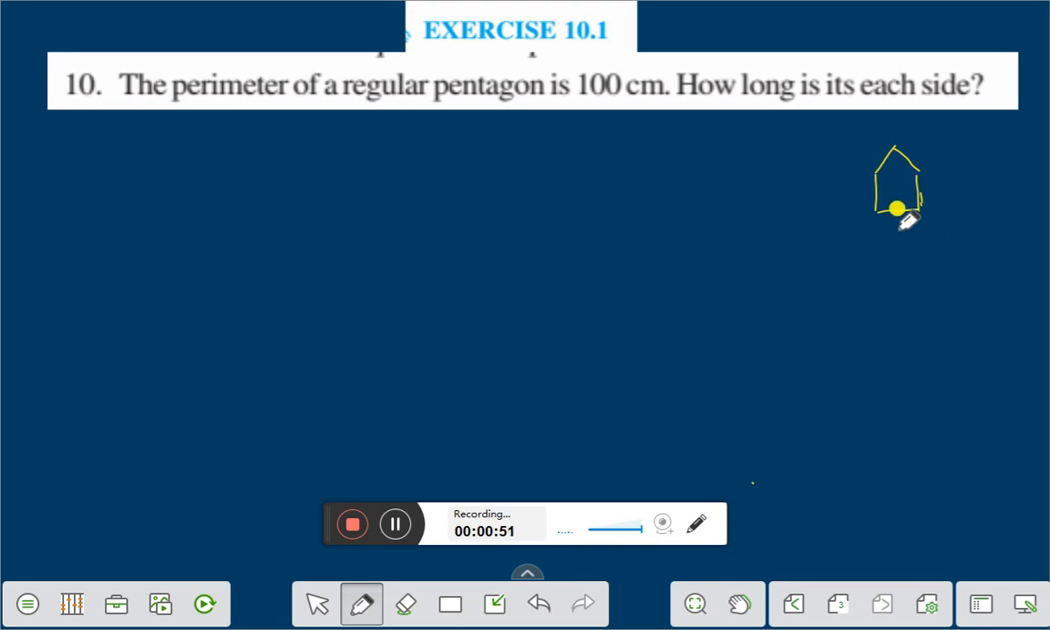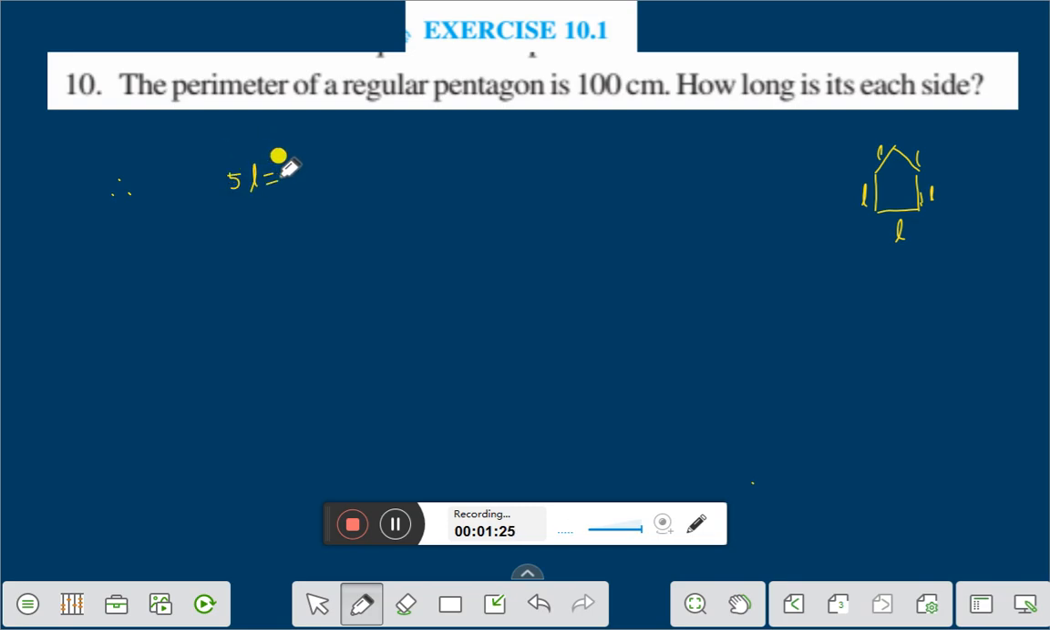Suppose the length of each side is L, right? That means it has 5 sides: 1, 2, 3, 4, 5, right? Therefore, we can say that the perimeter of a pentagon is the sum of all the sides, that is L plus L plus L plus L plus L, that is 5L, right? Therefore, the sum of all the sides is equal to 5L.